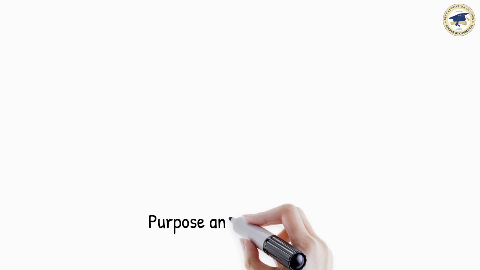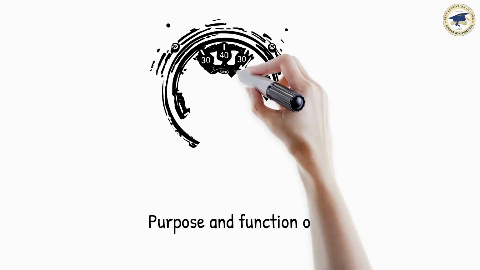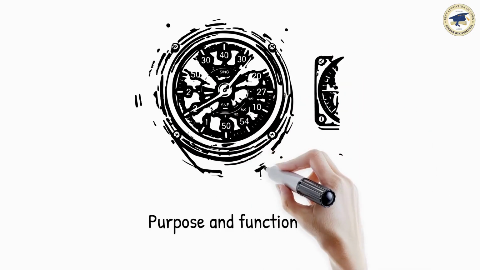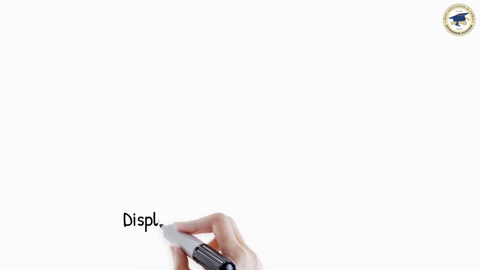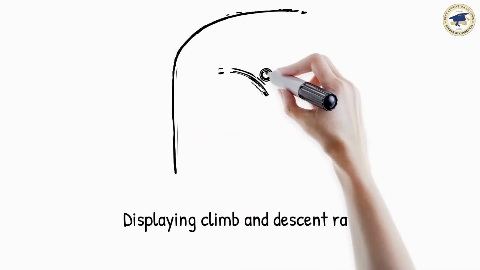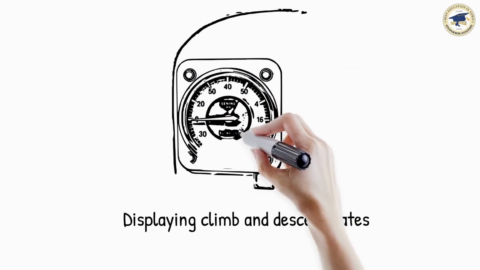Today we'll define the purpose of the vertical speed indicator, VSI, and see how it works. The VSI helps pilots monitor climb and descent rates accurately. The VSI indicates the rate of climb or descent by sensing changes in static pressure. When the aircraft is in level flight, the VSI shows 0. Rates are usually displayed in feet per minute, although sometimes meters per second are used. This helps pilots maintain safe vertical speeds during flight.